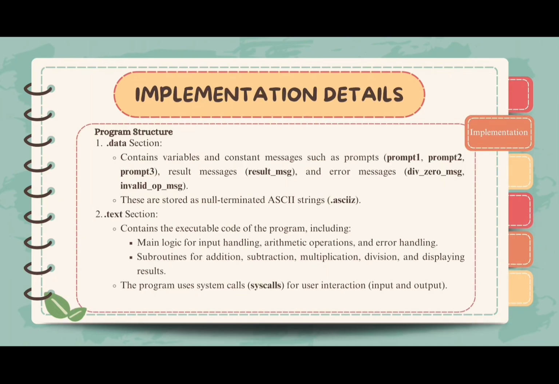Let's get into implementation details. Firstly, program structure. We use .data. It contains variables and constant messages such as prompts, which are prompt1, prompt2, and prompt3, result messages, like result_msg, and error messages, which are div_0_msg and invalid_op_msg. These are stored as null-terminated ASCII strings, using .asciiz.